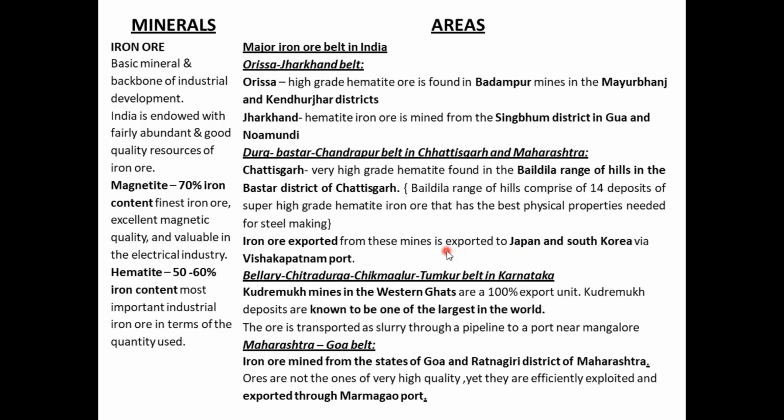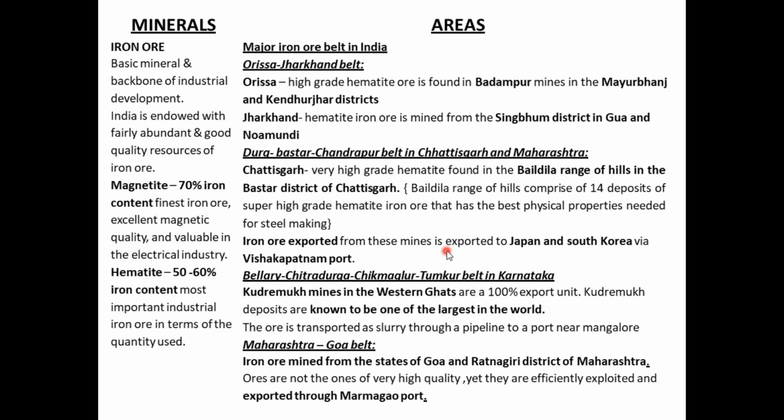the Bellary, Chitradurg, Chikmagalur, and Tumkur belt in Karnataka. This is important, let me tell you, because here we have all these four names, Bellary, Chitradurg, Chikmagalur, and Tumkur. They are the names of the mines which are found in Karnataka. I'll show you right now after this video, this slide. So you will find out that Kudremukh mines is one such important mine here in this belt.